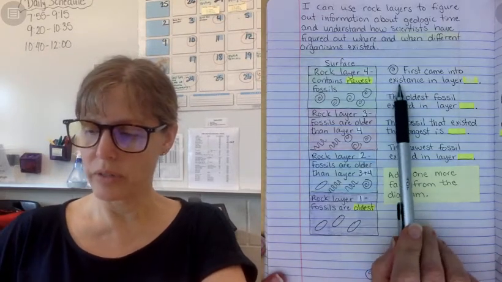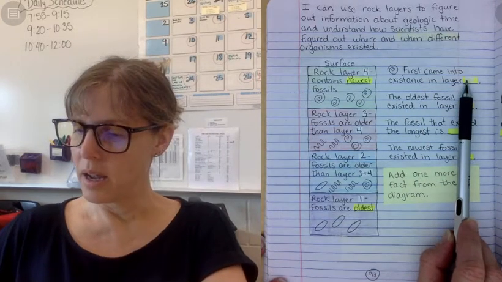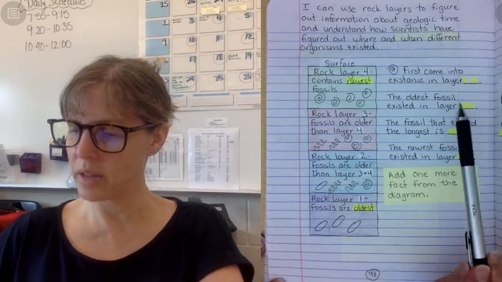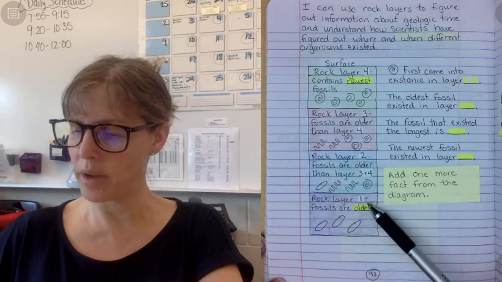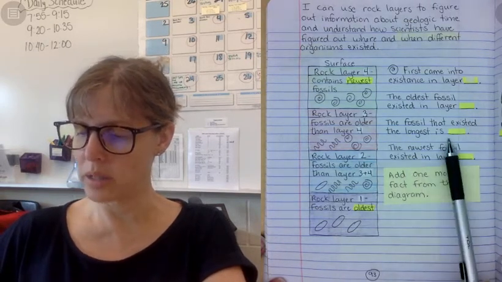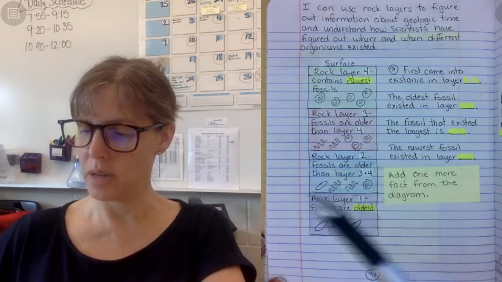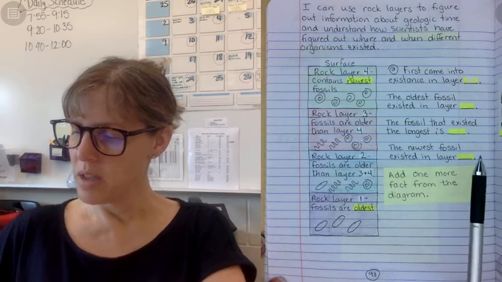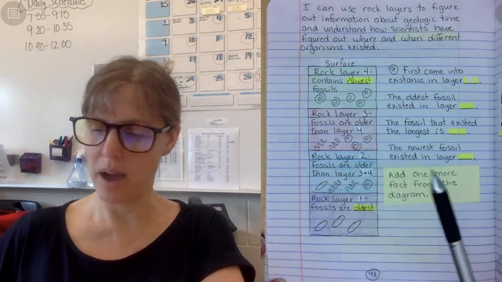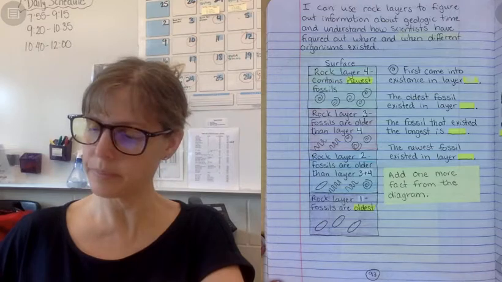So this fossil first came into existence in layer 2. So we have a 2 there. The oldest fossil existed in layer 1. This is the oldest one at the bottom layer. The fossil that existed the longest is this swirly one, 1, 2, 3, right? Existed 3 times. And the newest fossil existed in layer 4. That top layer is newest. The bottom layer is oldest. Okay? Any questions about that?